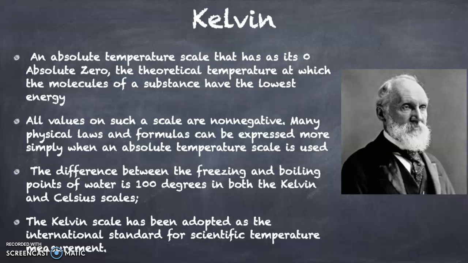Kelvin, which is named after the inventor Lord Kelvin, is an absolute temperature scale that has at its zero absolute zero, the theoretical temperature at which the molecules of a substance have the lowest energy. All molecular activity has ceased. This also makes many calculations and formulas more simplified using this system. The difference between the freezing and boiling points of water is still 100 degrees, just like in the Celsius scale, and it has been adopted as the international standard for scientific temperature measurement.